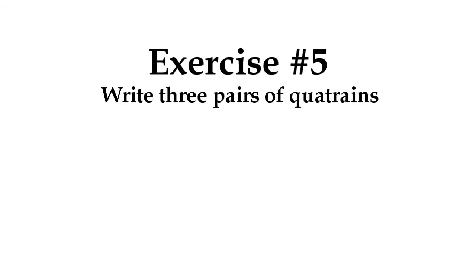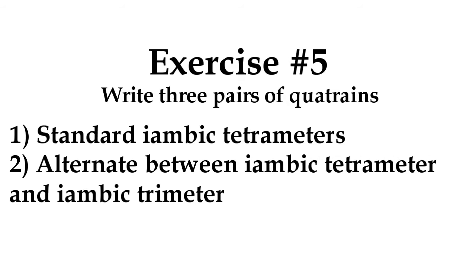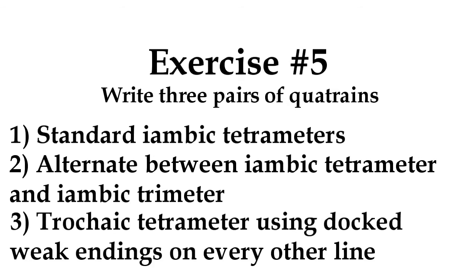Okay? Exercise number 5 involves writing 3 pairs of quatrains. The first pair are to be your standard 8-syllable iambic tetrameters. The second pair alternate in each line between iambic tetrameter and trimeter. In the final pair, you are to write trochaic tetrameter, and on every other line, you have to make use of a docked weak ending, rendering the line 7 syllables with a strong syllable on the end.